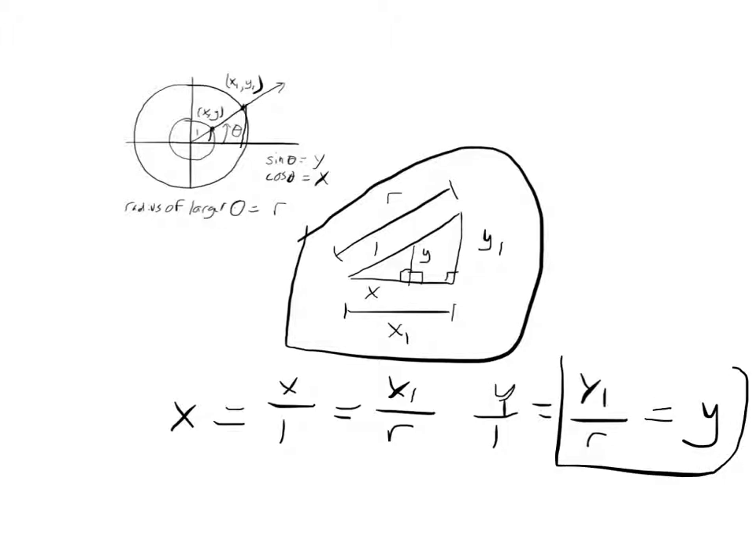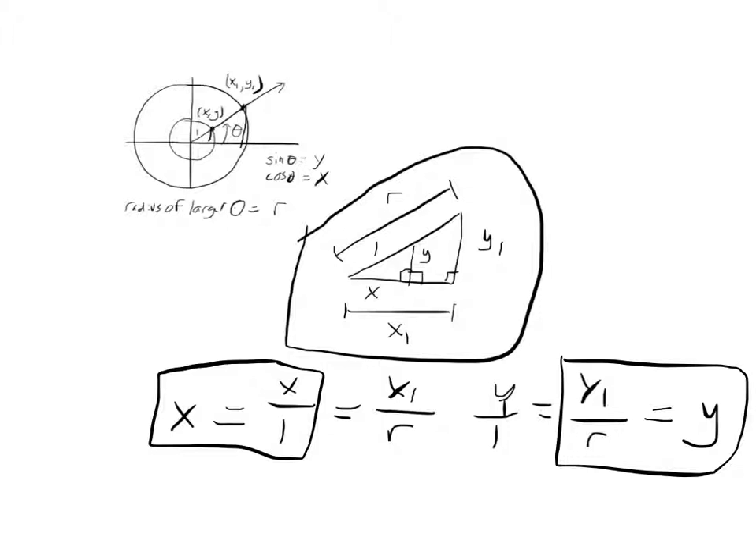So let's take a look at that right here and consider our original diagram. We know the sine of theta is y, which is y over 1, and the cosine of theta is x, which is x over 1. By the definition I just gave you, the sine of theta is y, so that's going to equal y1 over r, and the cosine of theta is x, which means it's also going to equal x1 over r.